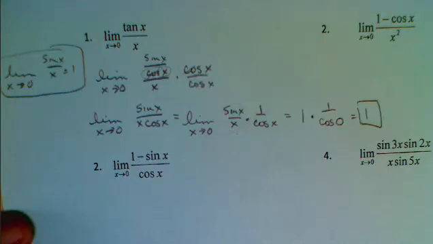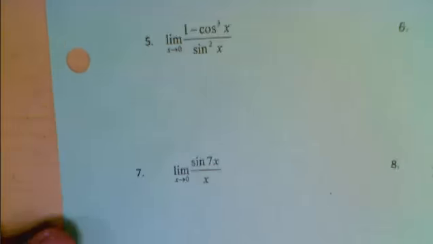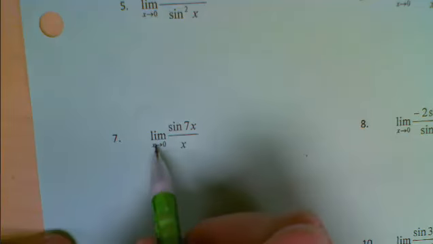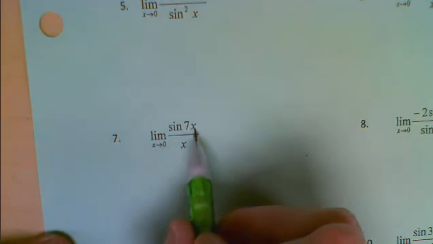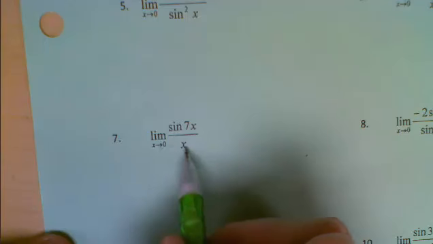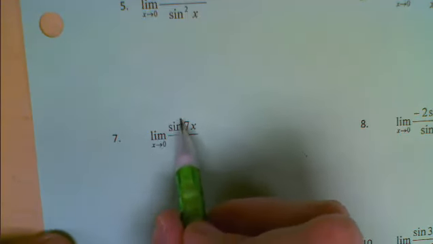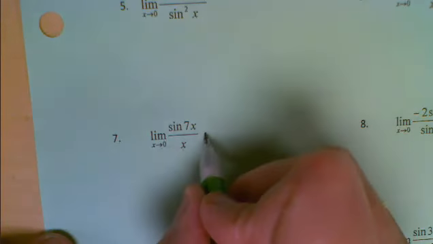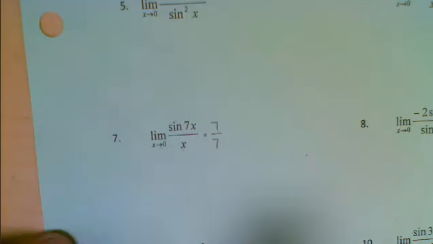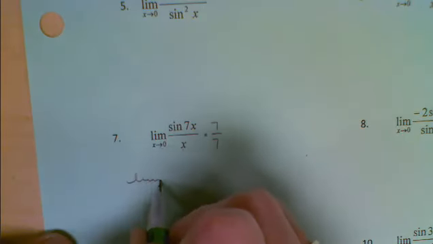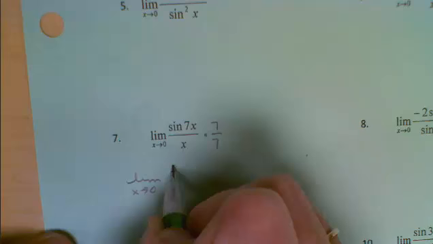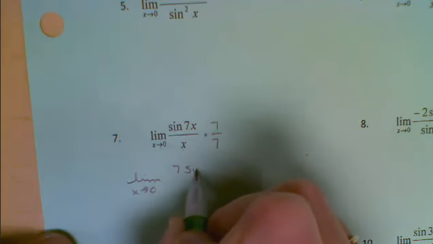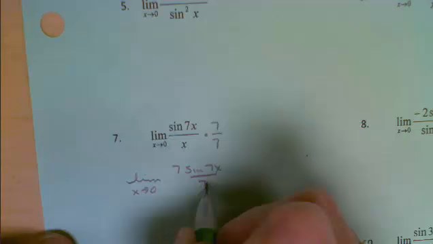Alright, now when you get to ones like, let's look at number 7. This says the limit as x approaches 0 of the sine of 7x over x, and you can't substitute in the 0. If we're going to use that limit that we have, we need to make sure it says the limit as x approaches 0 of the sine of 7x over 7x. That would be 1. So to get to that, I'm going to multiply by 7 over 7. So that becomes the limit as x approaches 0 of 7 times the sine of 7x over 7x.